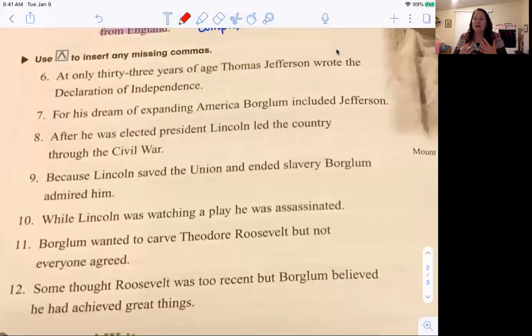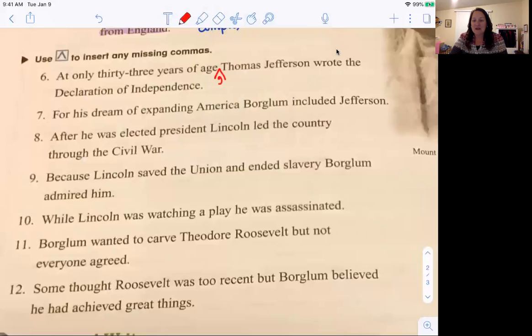Now, when I'm reading, I naturally pause. It's just a gift or a curse, I don't know. But I naturally pause where that comma should be. So listen again to see if you think you know where it goes. At only 33 years of age, Thomas Jefferson wrote the Declaration of Independence. If you said between age and Thomas Jefferson, excellent job. Comma. Okay, number 7. For his dream of expanding America, Borglum included Jefferson.